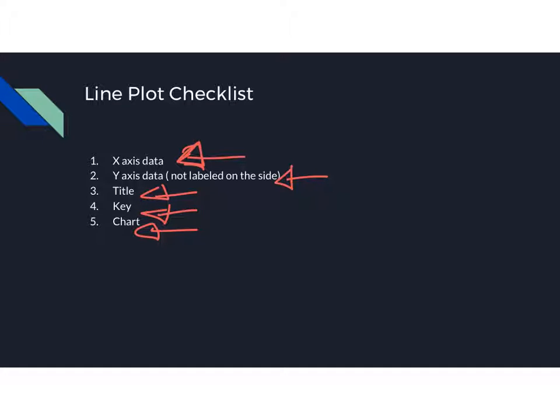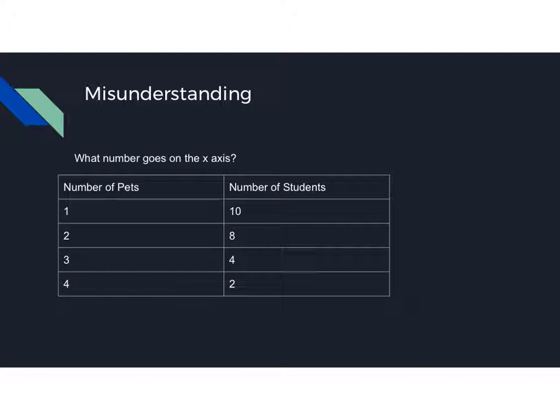construct our line plot. One of the hardest things for students to understand is what number goes on the x-axis. Do we want the number of pets or the number of students? When you have 2 numbers, it often gets tricky. The easiest way to figure it out is see what numbers are set or in order. So here we have 1, 2, 3, 4.